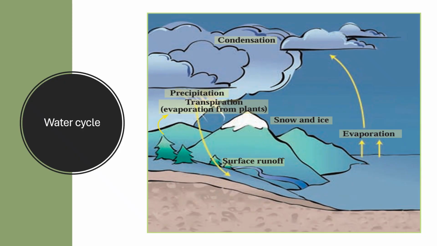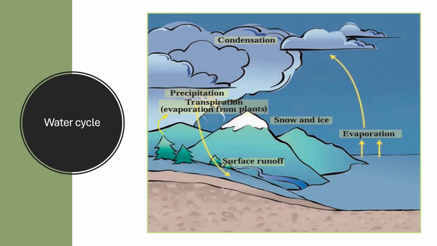Now we're going to learn about the water cycle. First, we have a water body. It can be a sea, lake, or even a pond. First, the water gets evaporated by sunlight. Then it condenses in the clouds. Then it falls back to earth as precipitation or rain. Some plants also produce water vapor when sunlight hits them. It's called transpiration, evaporation from plants.